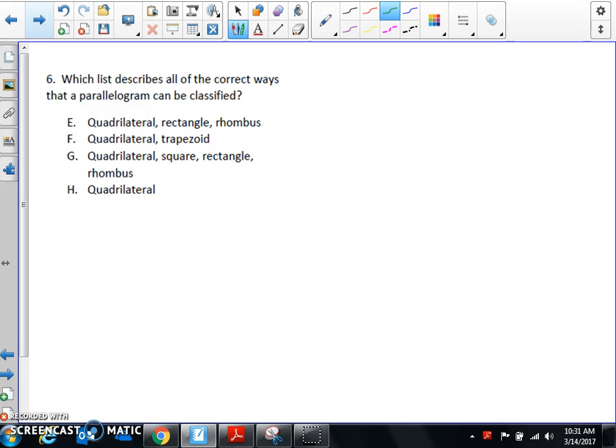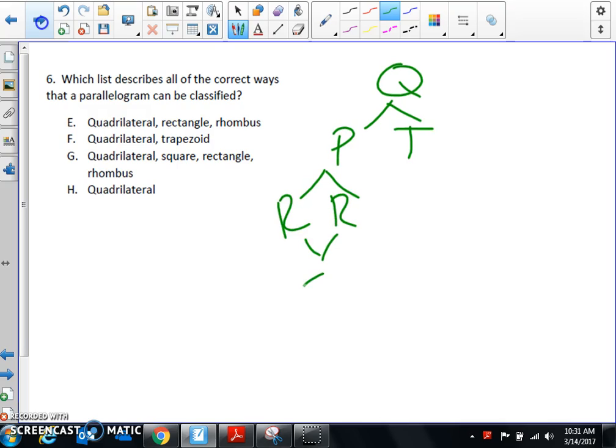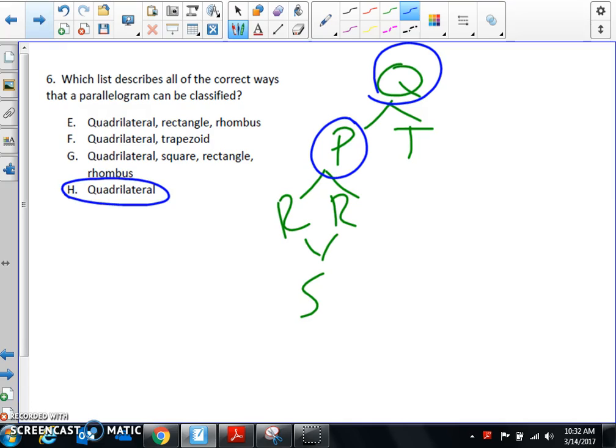Which list describes all the correct ways that a parallelogram can be classified? Once again, we got to do our tree. All right, so it said parallelogram. So parallelogram is also a quadrilateral, and that is it. So obviously a parallelogram is a parallelogram, so it's also only a quadrilateral.